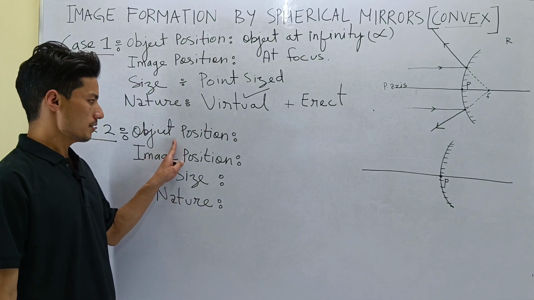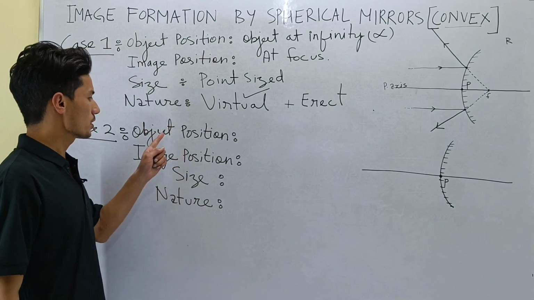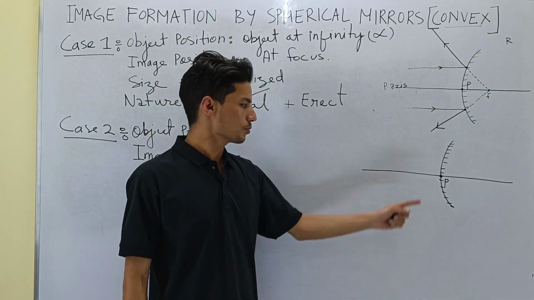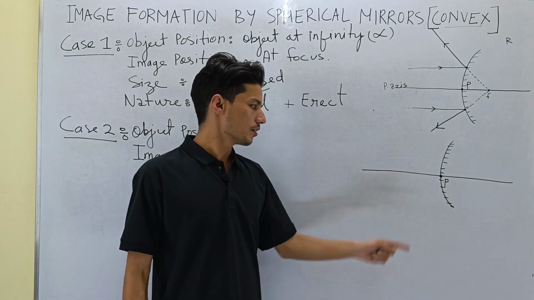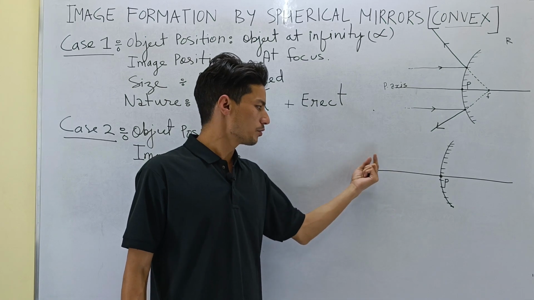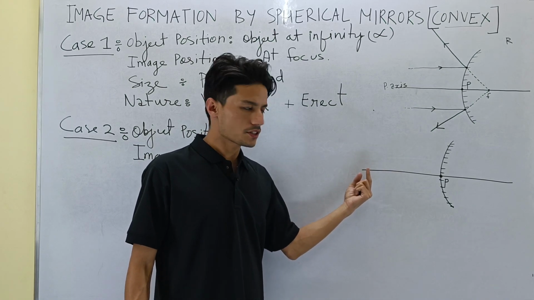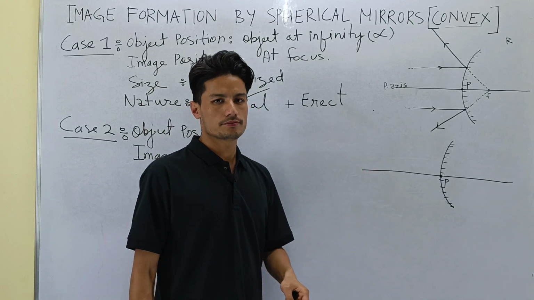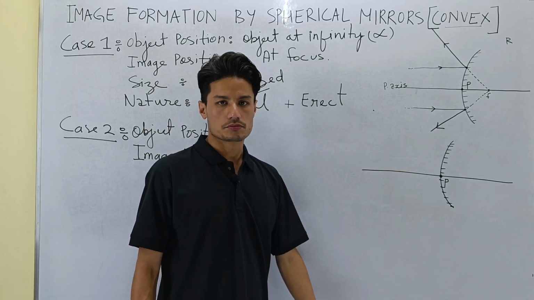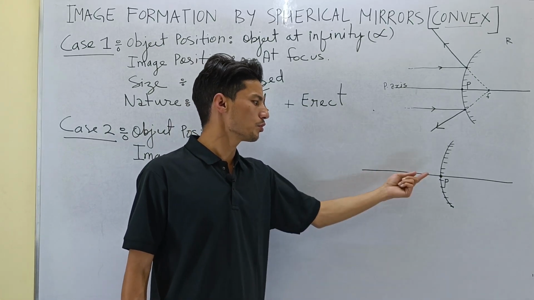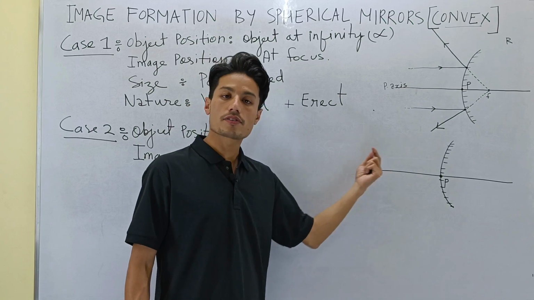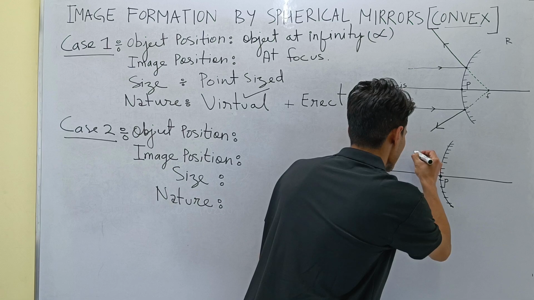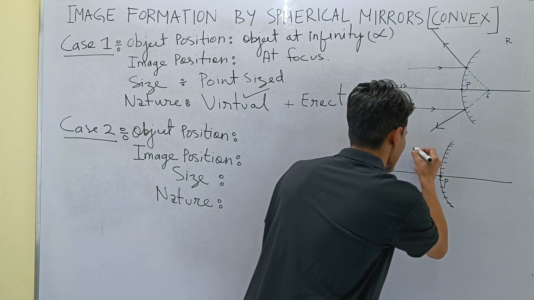Now where will the object be? In the second case, and this is also the final case for convex mirror, the object will be anywhere in front of the mirror. So the object can be anywhere. Unlike concave mirror, you don't have to study behind the curvature at C, between C and F. No. For convex mirror, anywhere in front of the mirror will do. So let the object stand anywhere in front of the mirror. So let us just draw the object somewhere here.